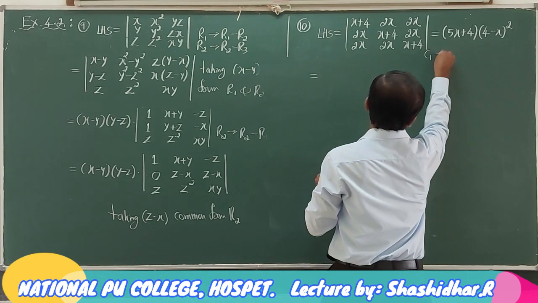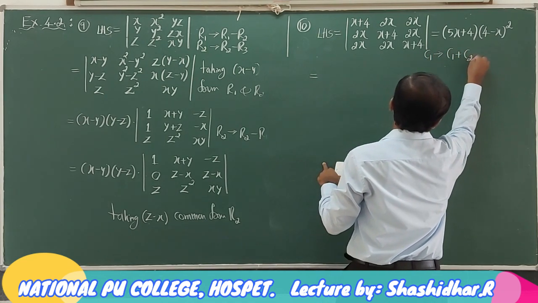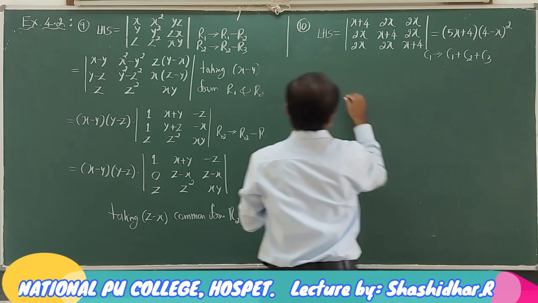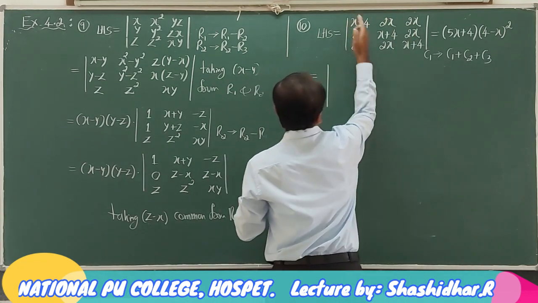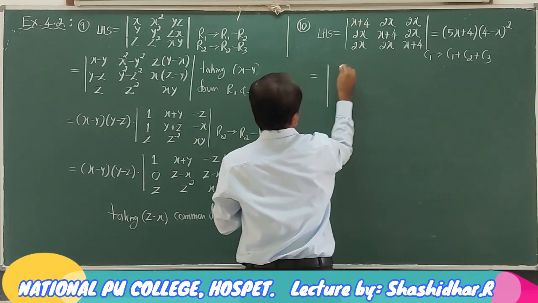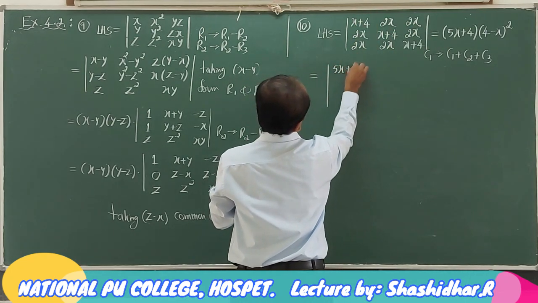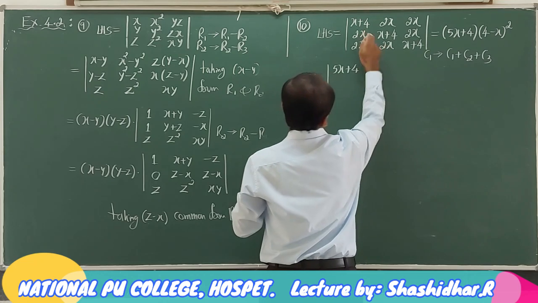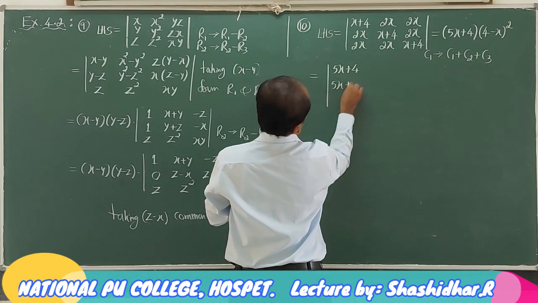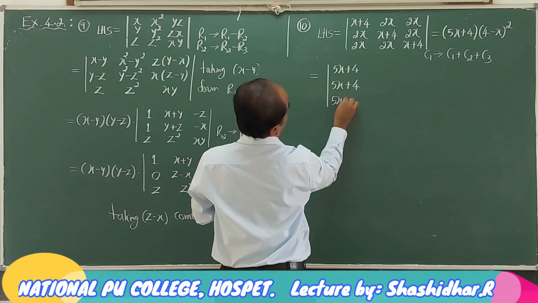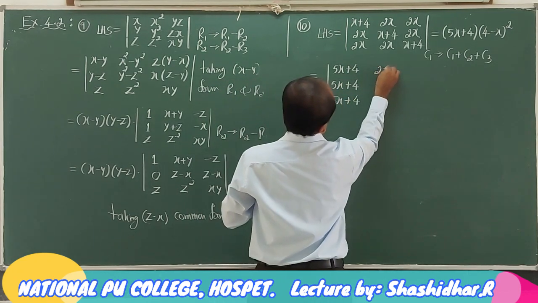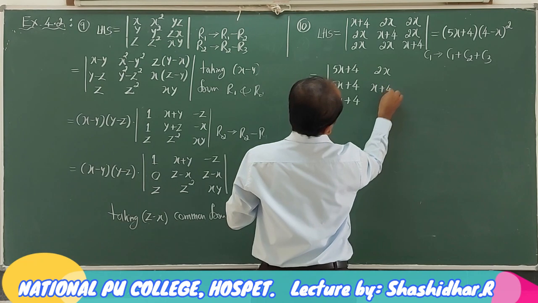So I write C1 changes to C1 plus C2 plus C3. Then I am adding column 2, column 3 to this. 2x added to x plus 4. It becomes 5x plus 4. X plus 4, 2x is added to 2x. You are going to get 5x plus 4. 2x and x plus 4 is added to 2x. You are going to get 5x plus 4. Write rest of the two columns as it is.